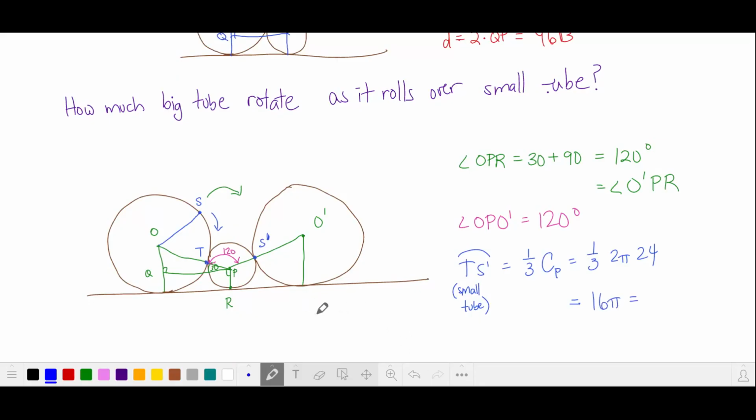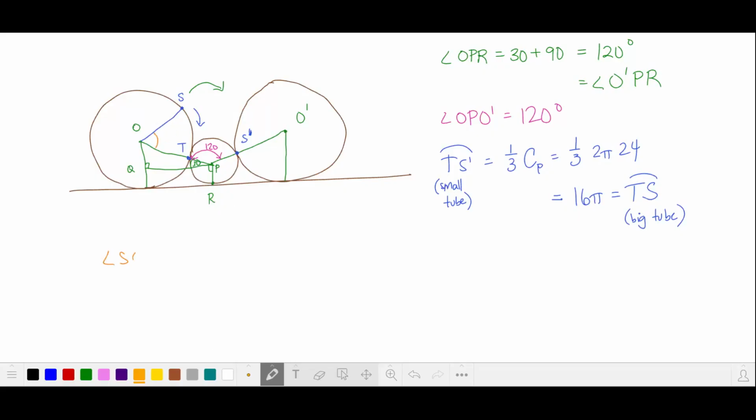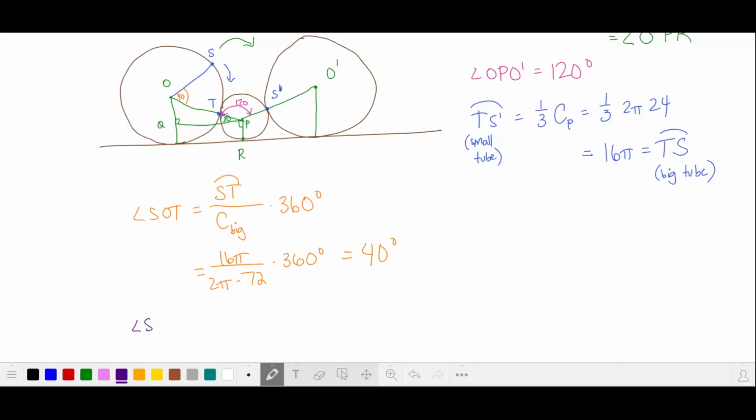Since the tube doesn't slip as it's rolling around, that's going to be the same as the length of the arc from T to S on the big tube. Let's find this angle, SOT. This is going to be the ratio of the arc from S to T over the circumference of the big tube times 360 degrees. That's 16 pi over 2 pi r, where the radius is 72. So this angle is 40 degrees. And now we'll find angle SOQ. We have a 60-degree angle over here, so this angle is 100 degrees.